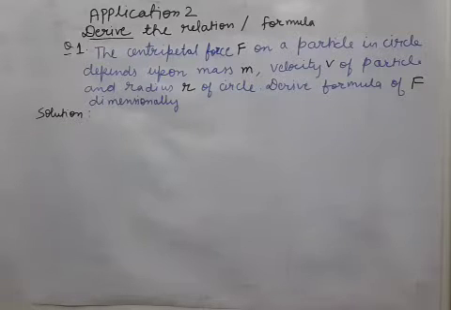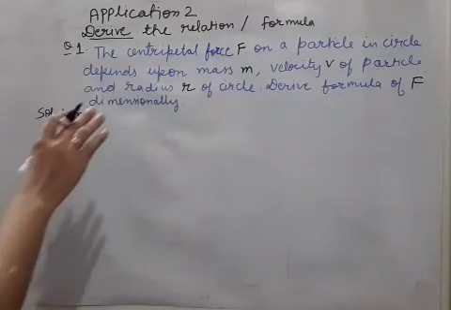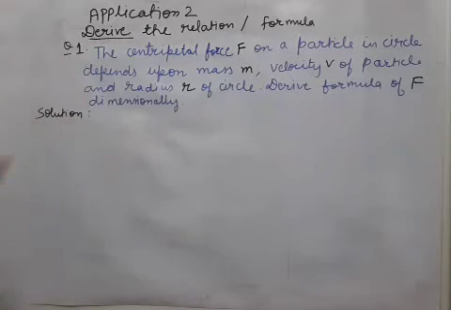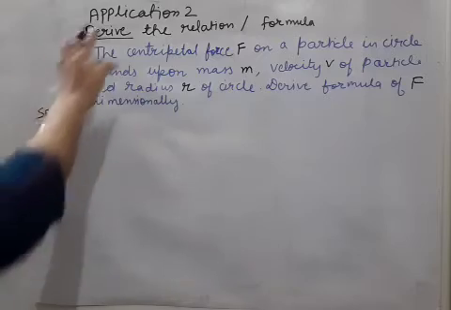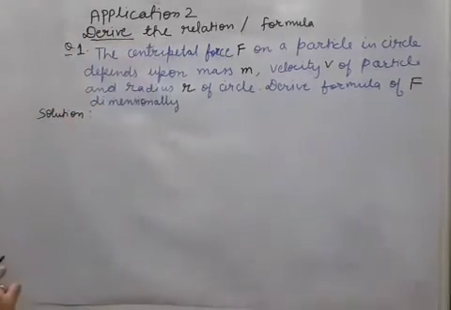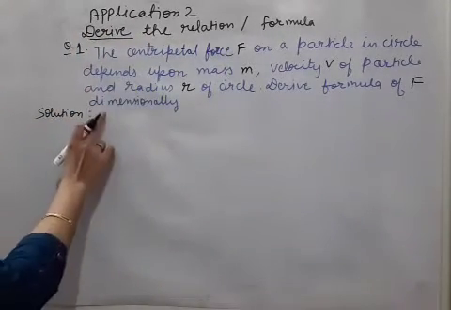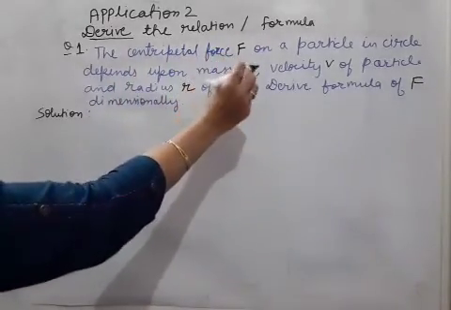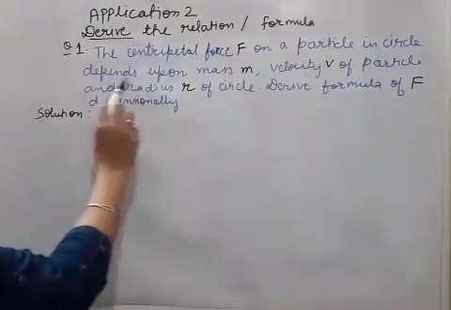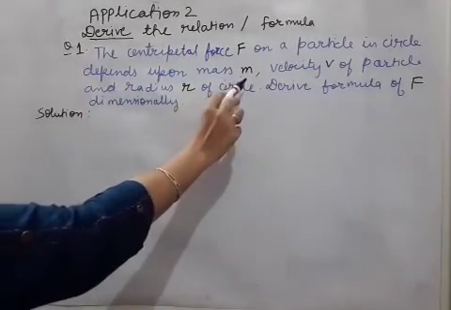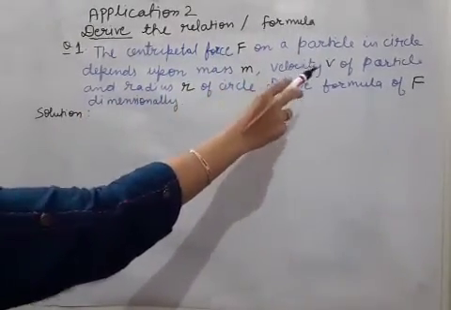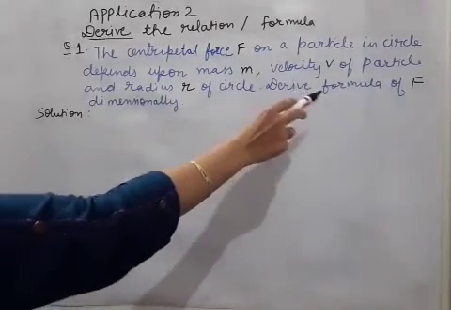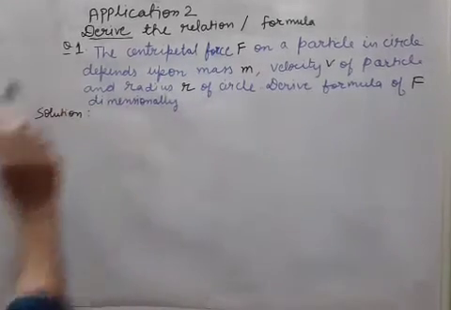So let's start question number 1. This is a numerical heading, so only numericals will be coming under this heading. Okay, let's start deriving the relation. Question number 1 is: the centripetal force F on a particle in a circle depends upon mass m, velocity v and radius r of the circle. Derive the formula of F dimensionally.